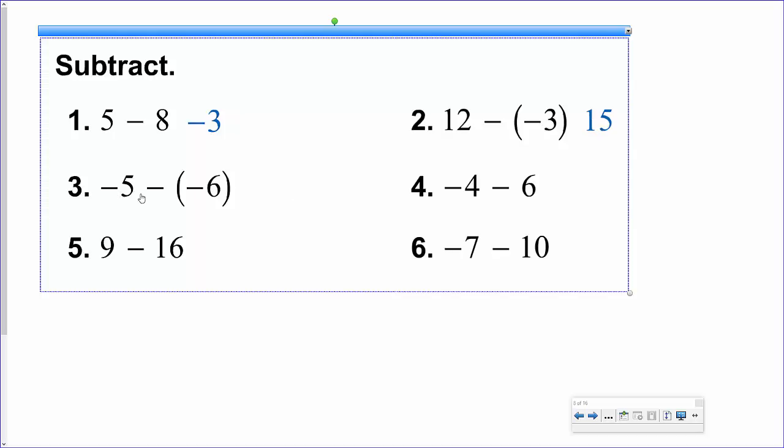This one here, I have negative and negative becomes a positive, because they're right next to each other. So negative 5 plus 6 is 1. Negative 4 minus 6, both of them are traveling in the same direction to the left, and this equals negative 10. 9 minus 16, so I'm at 9, and I go to the left 16, so I'm at negative 7. And then negative 7 minus 10, which is negative 17.